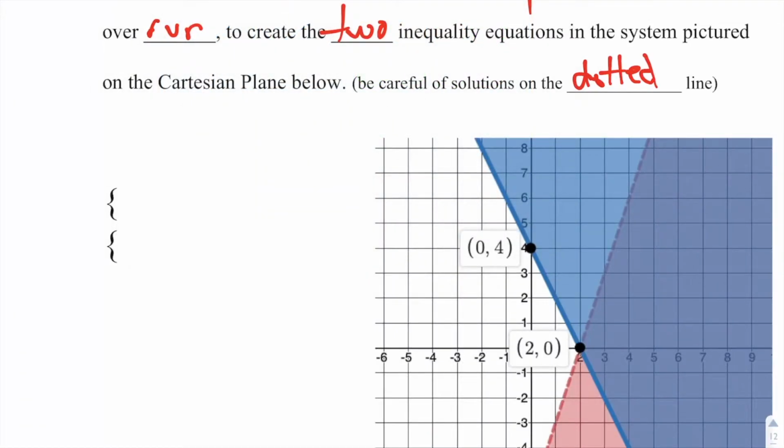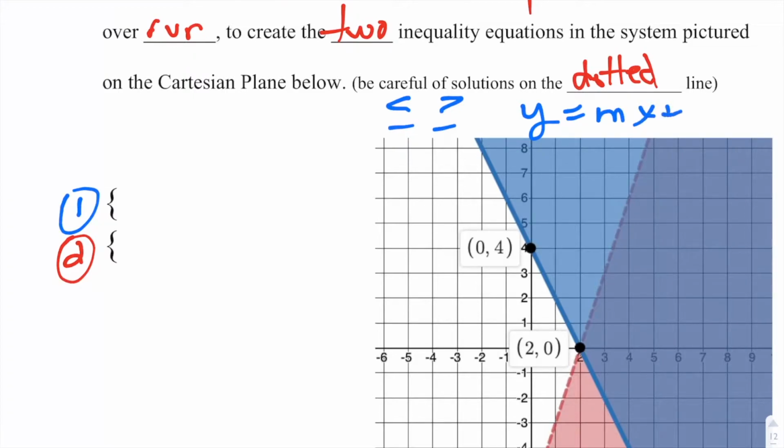As we've been doing, I'm going to do equation 1 for the blue one and then equation 2 for the red one. With equation 1, we see that the line is solid. So we know that the blue is definitely going to have a symbol like this, and whenever we're building from a graph, we use the one that we're most familiar with, the slope-intercept form, which is y equals mx plus b. So let's put our y in. Now our intercept is right here at positive 4.